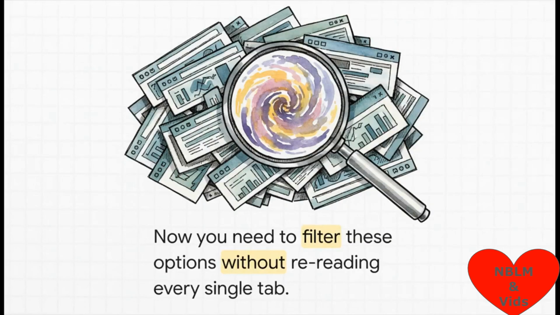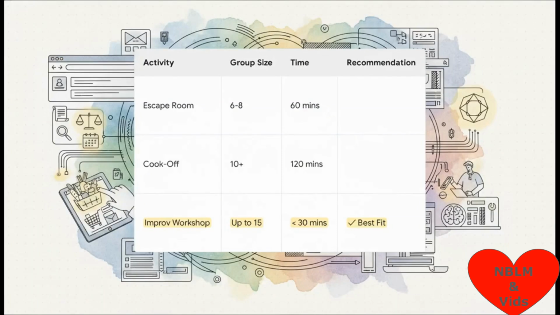Okay, great. You've got your options back. But now comes the annoying part. You have to actually make a decision, which means clicking back and forth between every single tab to compare the details. It's a pain. This right here is where Gemini's superpower really kicks in. It can reason across all those open tabs at once. So you can ask a super specific question like, hey, which of these works for a group of 10 and takes less than 30 minutes? And boom, it analyzes everything and just gives you the answer. It's like turning a research scavenger hunt into a simple conversation.